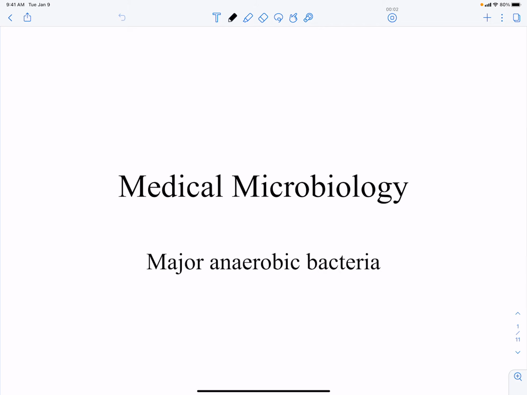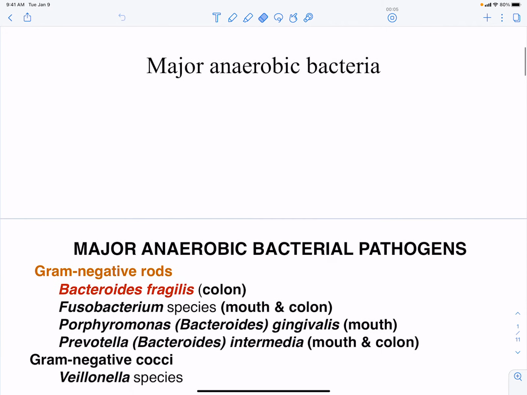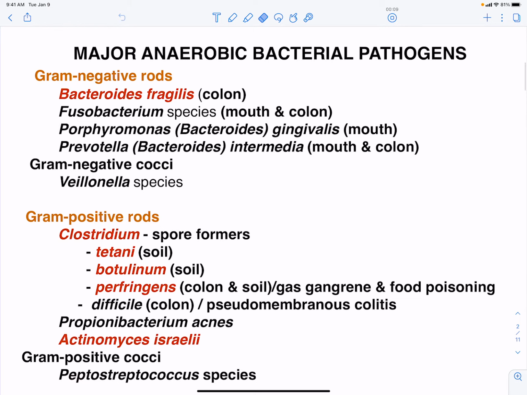So here we will be talking about some of the major anaerobic bacteria that are important in human diseases. Our anaerobes are going to be very prominent members of the normal microflora, and they are usually going to be non-pathogenic. As long as they're in the right place and they don't find a way into our bodies, they are just going to be fine and they're not going to cause any problems with us.